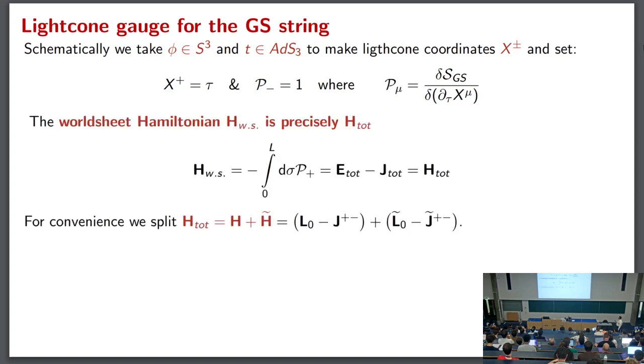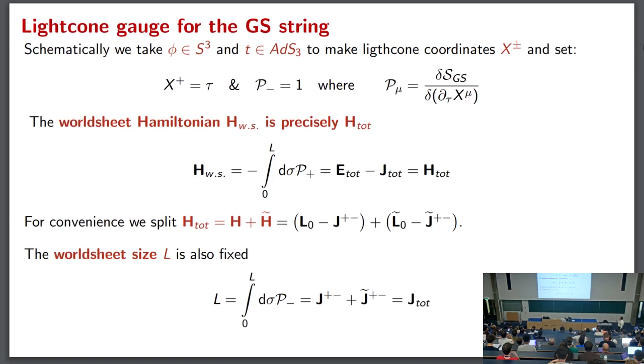The upshot is that the Hamiltonian on the worldsheet, so the thing conjugate to time on the worldsheet tau, is now this H total, the total light cone Hamiltonian that I introduced before, which is L minus J on the left plus L minus J on the right. The other thing that is notable is that the size of the worldsheet is fixed, which is normal, and it is fixed in terms of a charge, in terms of the total J.